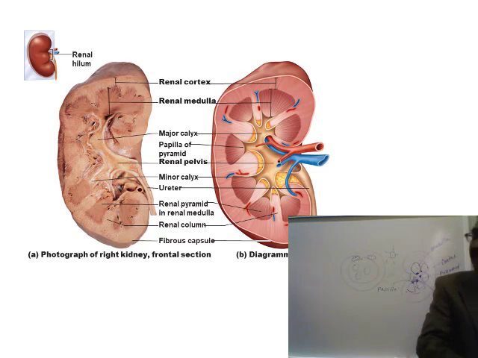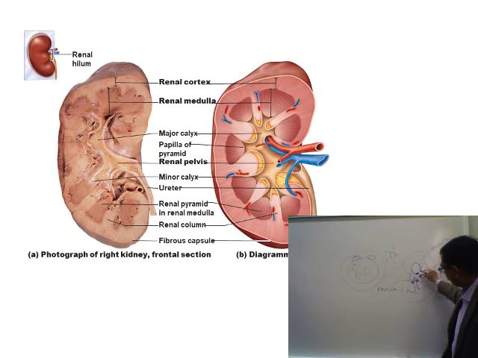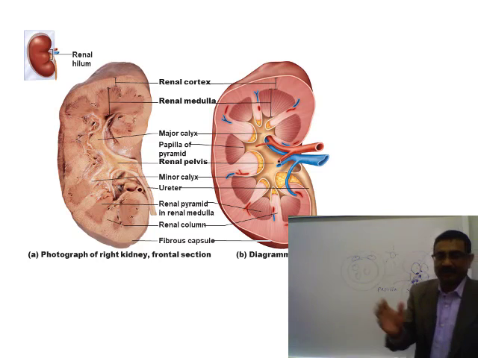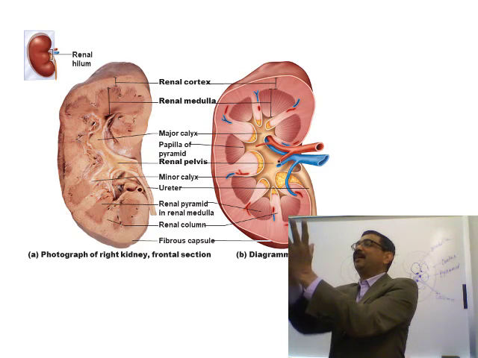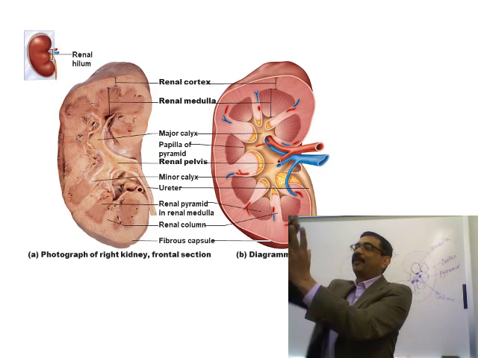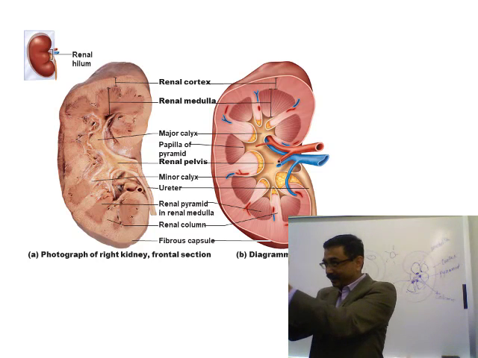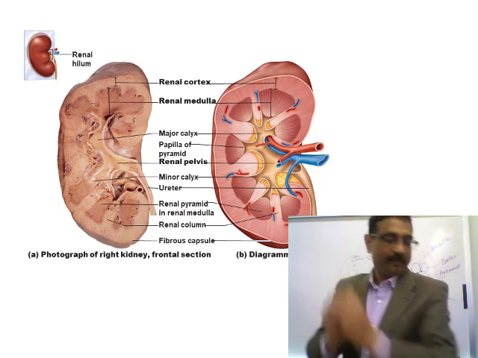So minor calyces are around the papilla. What happens here, urine is secreted here from the papilla. So papilla of pyramid secretes urine here, and the minor calyx is like a funnel, so it receives the urine from the papilla. So papilla secretes and funnel, that minor calyces, receive the urine.